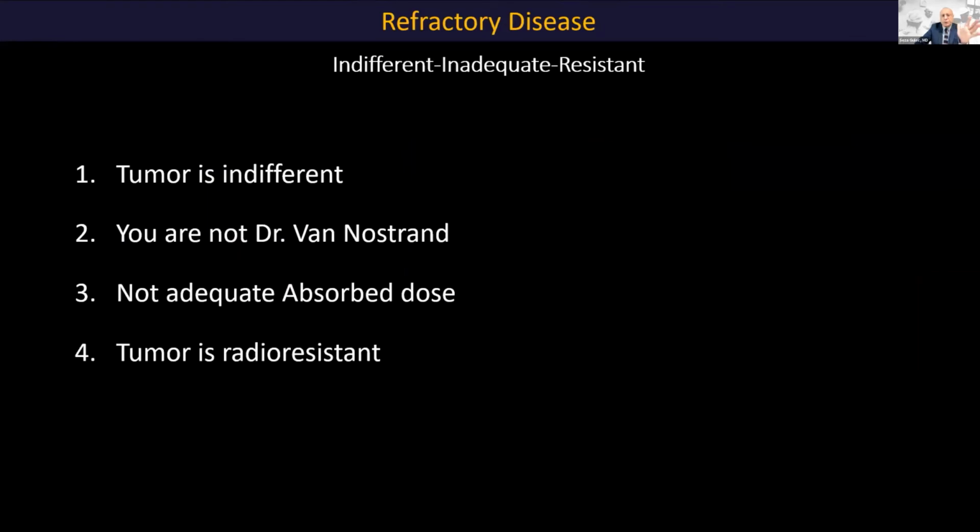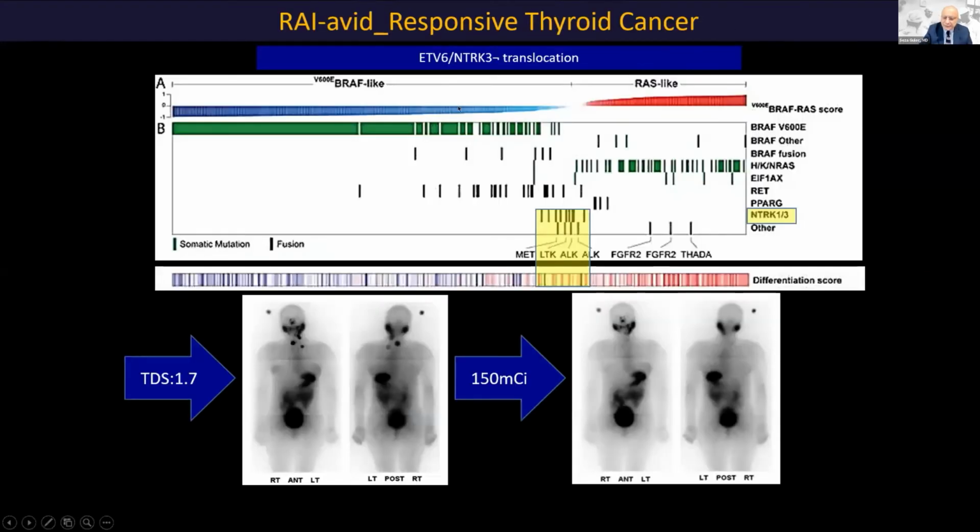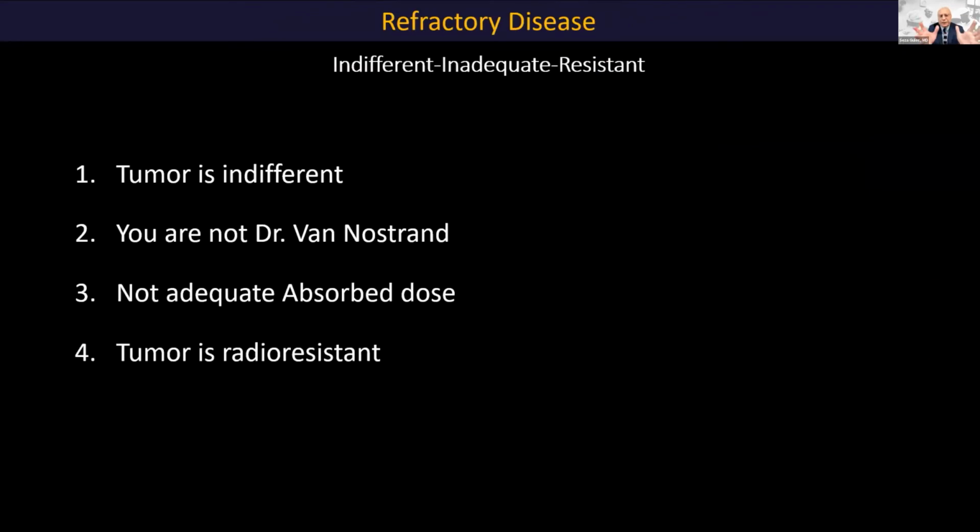Now, a few words on radioactive iodine refractory disease. There are three concepts under this heading: indifferent, inadequate, and resistant. Basically, essentially, you have four reasons. One, the tumor is indifferent. Two, you're not Dr. Van Nostrand.